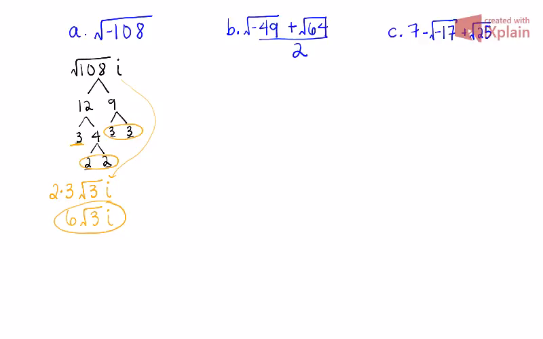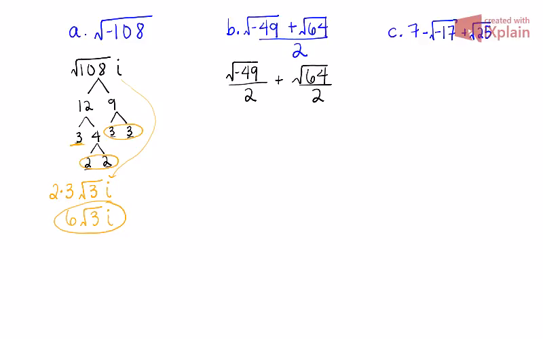For B, it's a little bit different because now we have a rational expression involved, meaning that there's a fraction. So we have the square root of negative 49 plus the square root of 64, all divided by 2. When you see a problem like this, the first thing that you're going to want to do is separate it so they're each under their own denominator. So we have the square root of negative 49 over 2 plus the square root of 64 over 2.